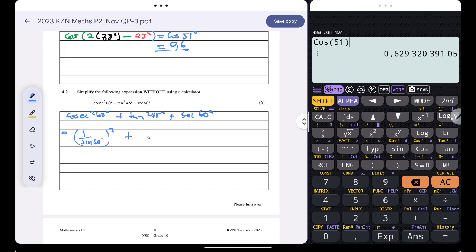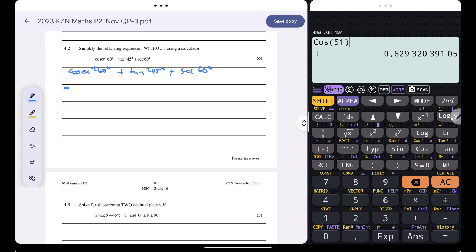plus... I don't have to do this. Let me just show you how I do this without a calculator. Remember that 45, 30 and 60 are all special angles, right? Why are they special angles? Because the values of x, y, and r are known. Are you together?